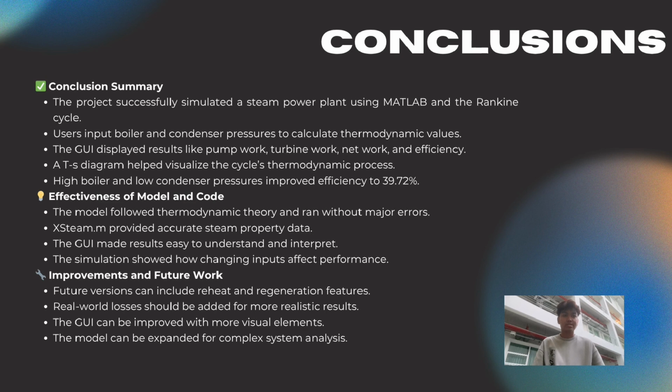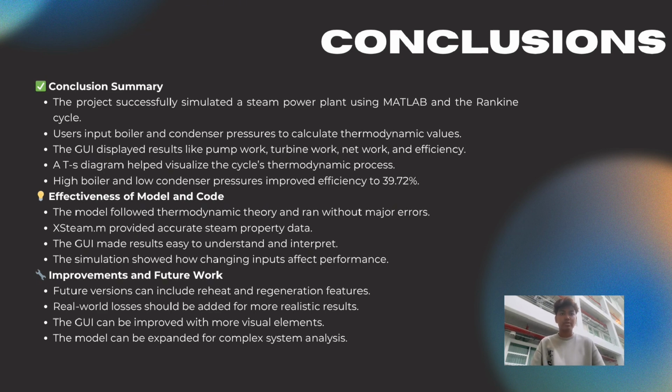To conclude our project, we successfully simulated a steam power plant using MATLAB based on the Rankine cycle. The user inputs such as boiler and condenser pressure allowed us to calculate key thermodynamic values. Through the GUI, we display important outputs like pump work, turbine work, net work, and thermal efficiency. We also use a temperature versus entropy graph to visualize the energy flow in the cycle. With a boiler pressure of 8 MPa and a condenser pressure of 0.008 MPa, the simulation achieved a thermal efficiency of 39.72%.